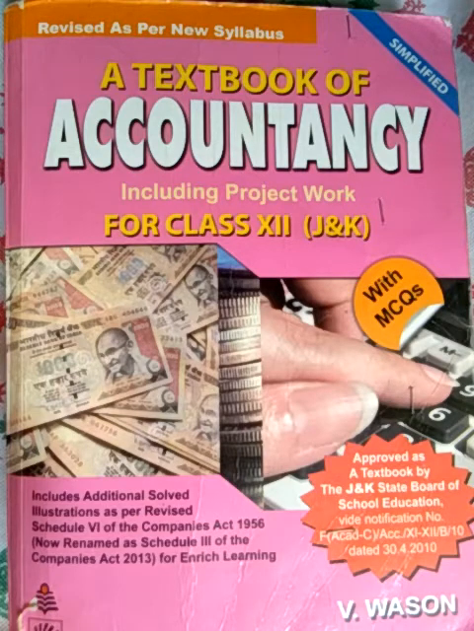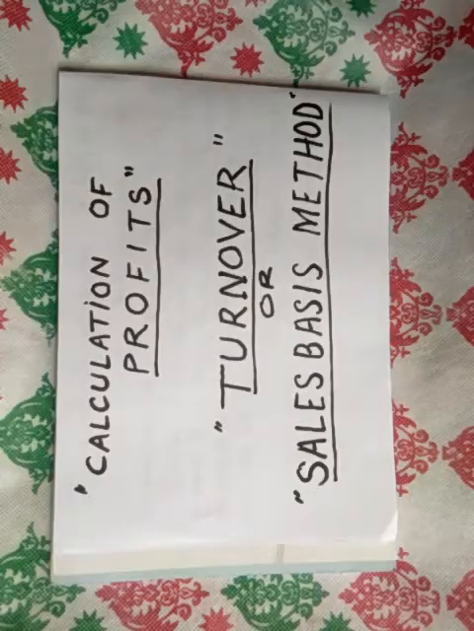Today my topic is calculation of profits, turnover or sales basis method. In some kinds of business, sales are not made uniformly throughout the year. That is, a firm doing business in apples, coolers, air conditioners, etc. On the death of any partner, the deceased partner's profit will be calculated on the basis of the proportion of sales figures of some previous years and the profit figure of the same year.